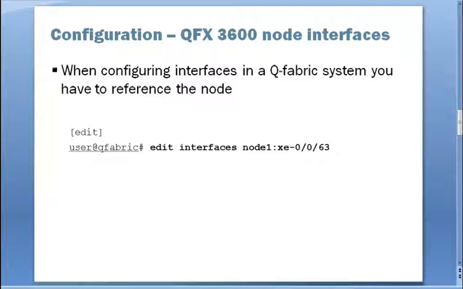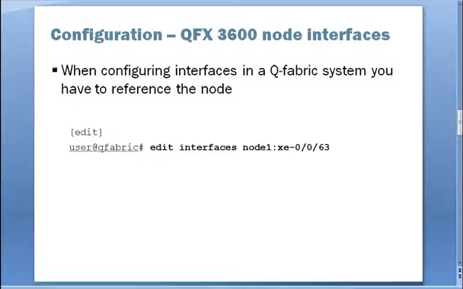If the switch is in node device mode, we address the interfaces not only by their interface type and number as we are used to in Junos, but we also have to reference the node device, its node name. For example, here we see that we have a device that is in node device mode because we do the configuration via the QFabric prompt. The QFabric solution is configured like it is one entity. And we do an edit interfaces command followed by node1, the name of the node device, colon xe, which is the interface type for 10 gigabit Ethernet, followed by the interface number 0/0/63.